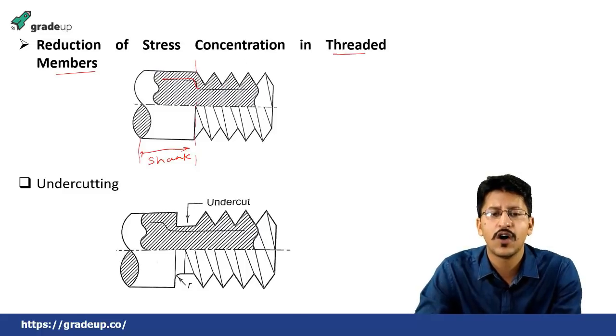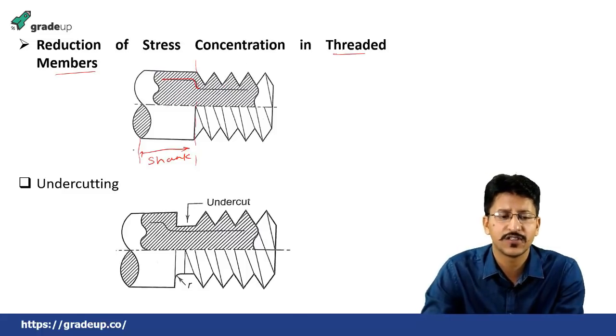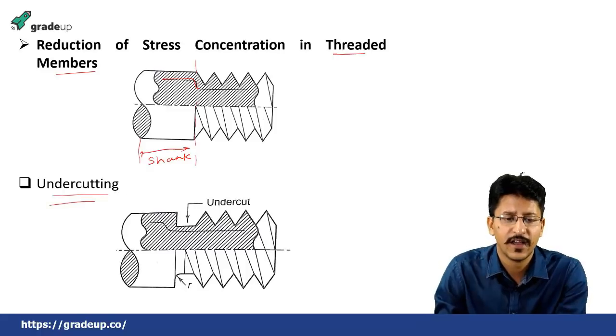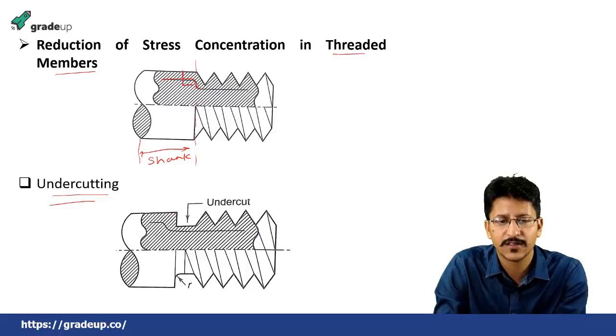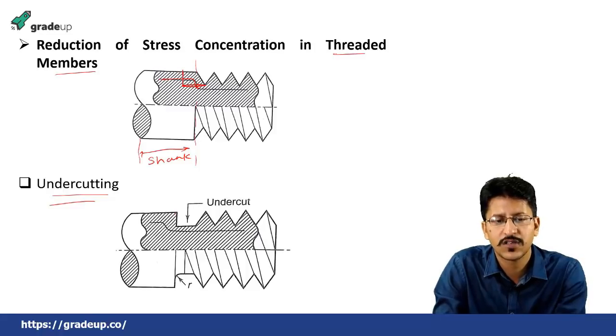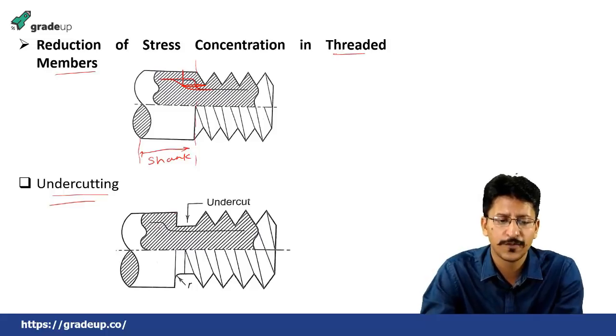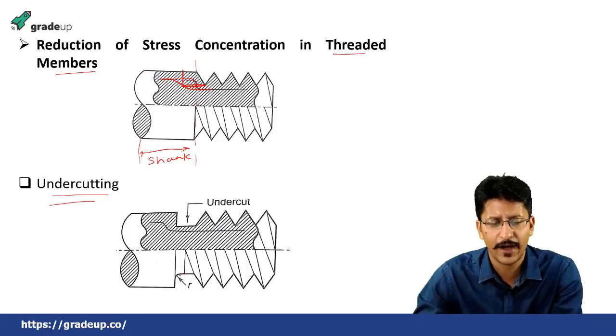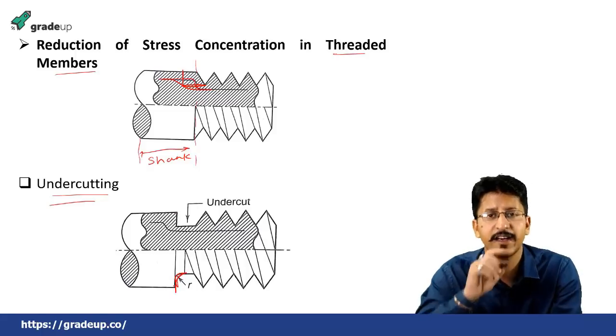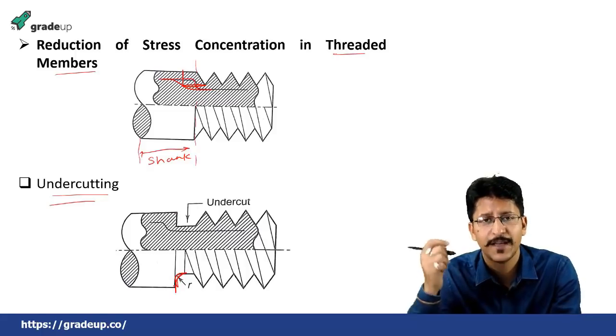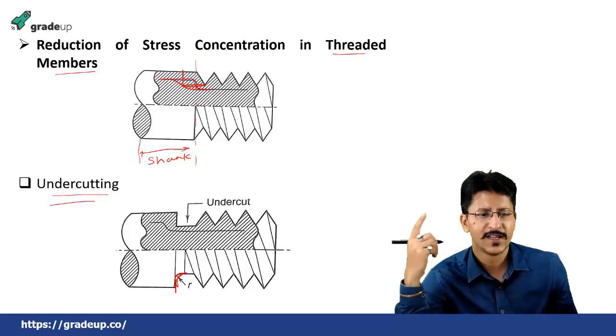Okay, so how to minimize the effects of stress concentration? The first one is undercutting. Undercutting means at this region we have an undercut, we have done it like this, so the stress concentration lines would go somewhat like this as shown here. If they go like this, then the abrupt change is not there, and the stress concentration will be reduced. We can also provide a fillet radius. This will also give you the same effect of reducing the stress concentration.